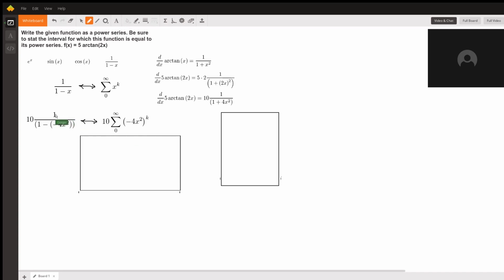So now, to find the sum of this function, we're going to plug in this negative 4x squared in the place of x, wherever we have an x here in the sum. So that's what we do here. We plug in this negative 4x squared, and that's all to the power k. And then the 10 stays outside the sum. So distributing this k, we have a negative 1 to the k, 4 to the k, and then x to the 2k.